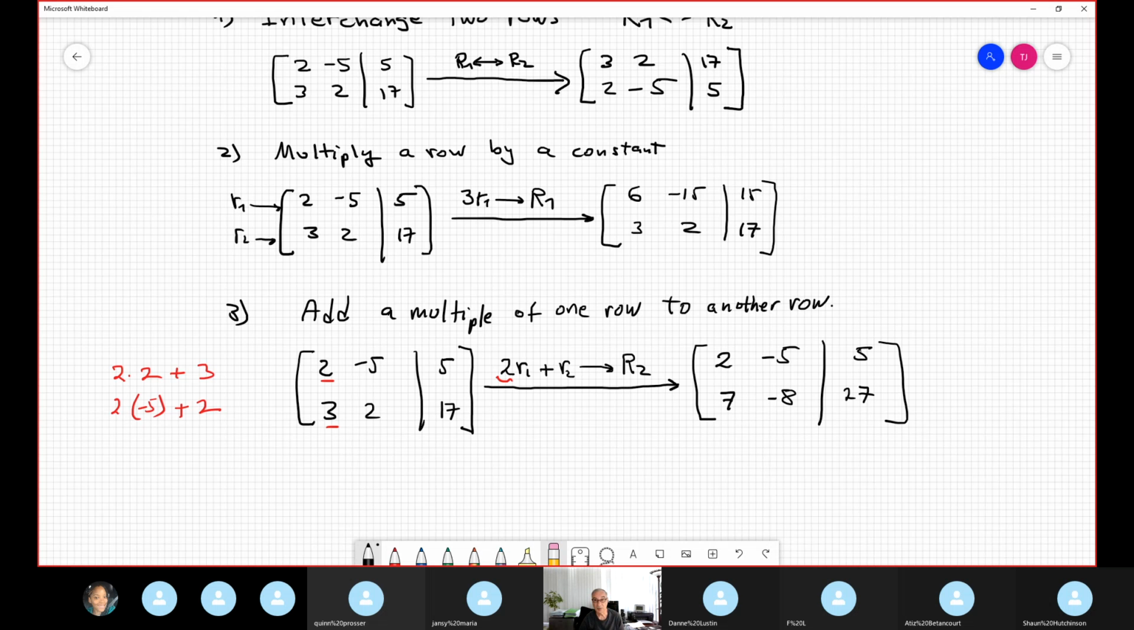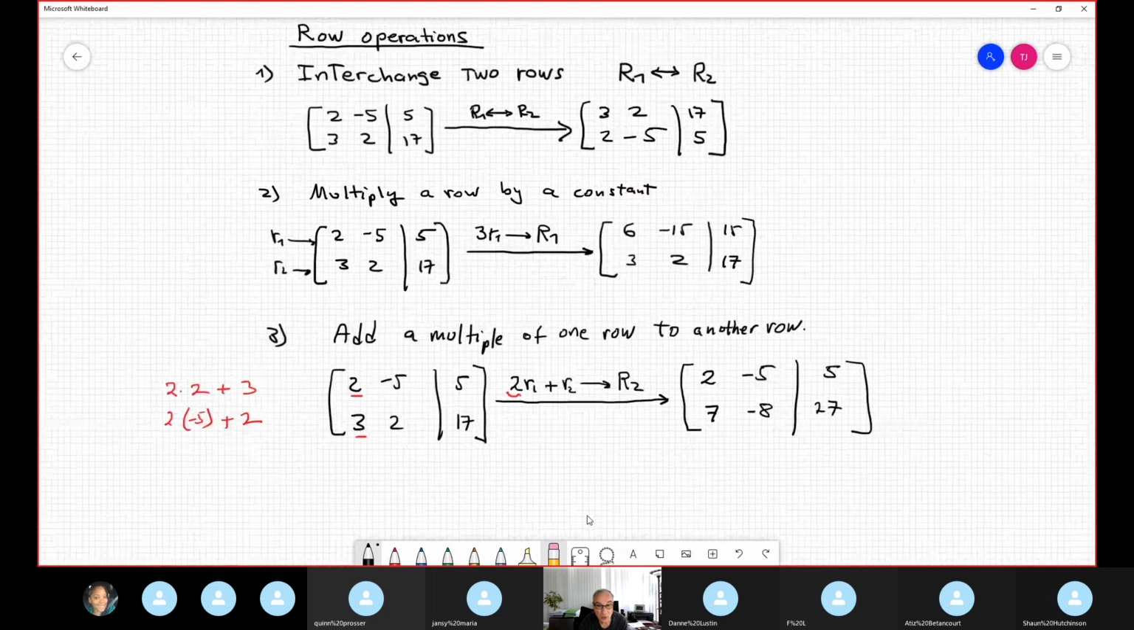Using the Gauss-Jordan or Gauss algorithm, using only this kind of transformation, the three row operations, you can manipulate everything. Guys, too much for one day. Okay, too much for one day.